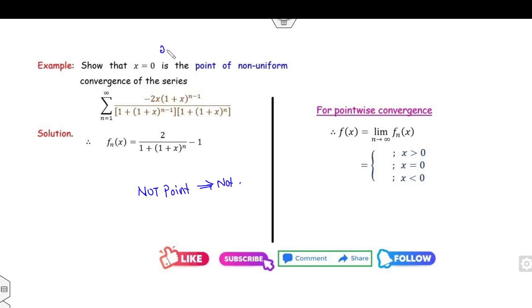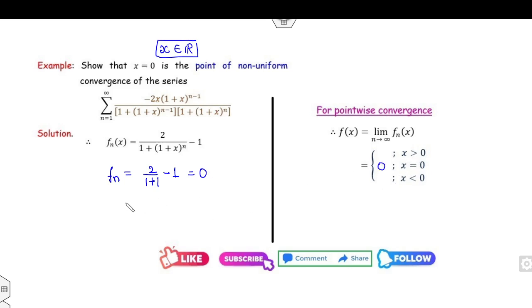What is the domain in this case? Domain is my real line R. So I can consider three cases: x greater than 0, less than 0, and equal to 0. Now, firstly, I will choose x equal to 0. What is the value of f n x when x is equal to 0? It is 2 over 1 plus 1 minus 1, which is 0. So the limit is also 0.